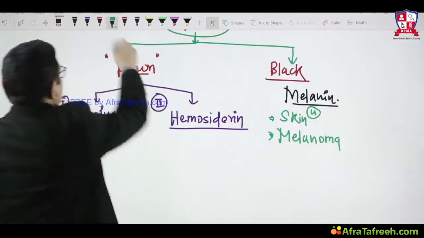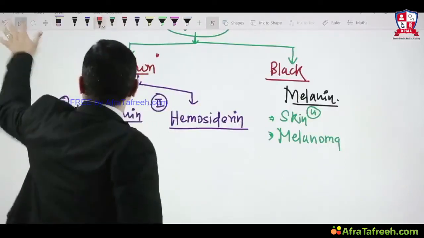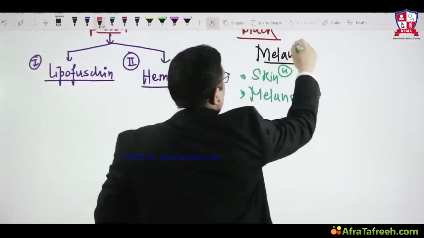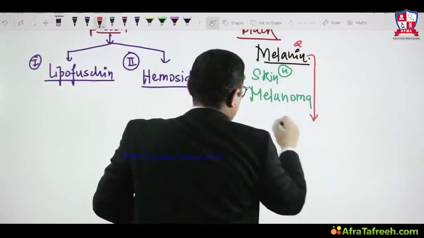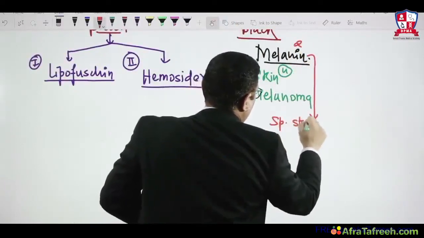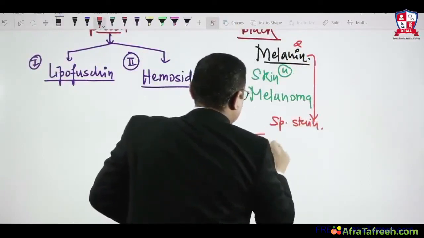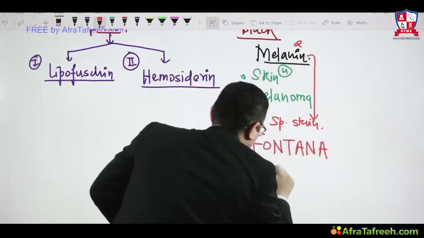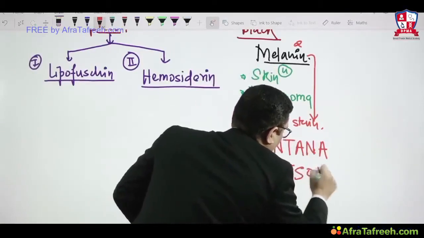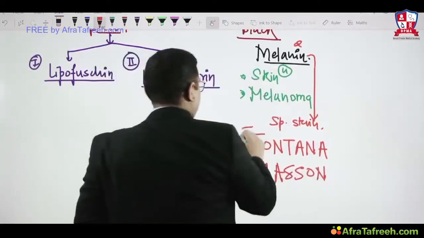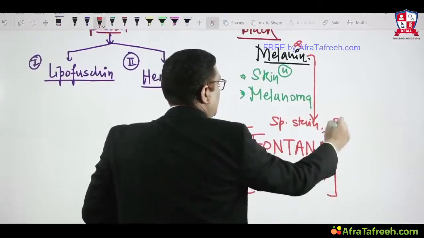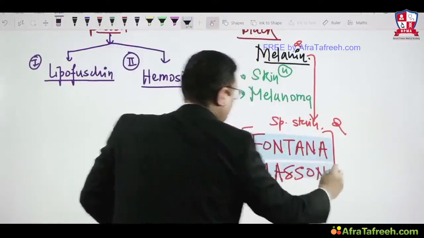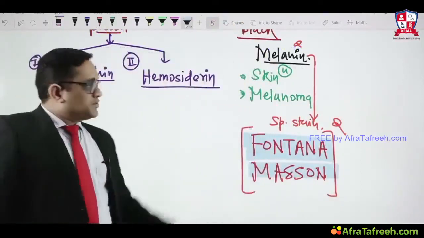Question in All India exam was, for melanin, which special stain do we use? What is the name of special stain for melanin? Answer is Fontana-Masson stain. We must remember this name. Fontana-Masson is the special stain for melanin. That was the right answer in All India exam, right? So this is about black pigment.